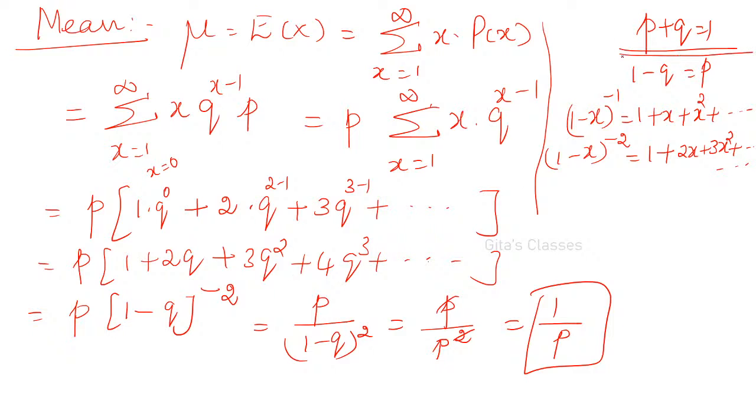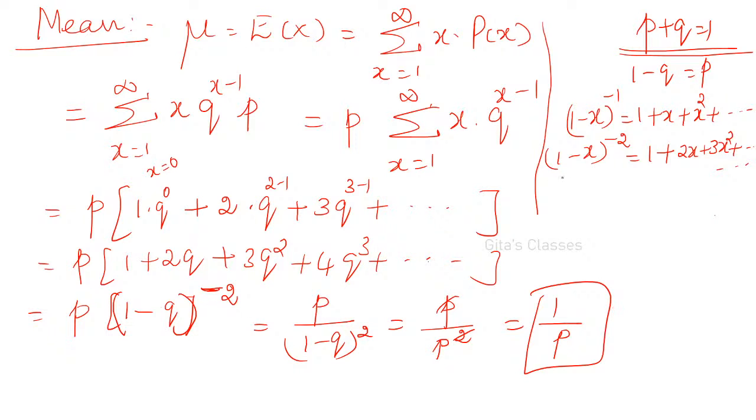See, we know that in all the three distributions I have told you, one thing is common, p plus q is equal to 1. So this is 1 minus q the whole power minus 2. I am bringing it down. A power minus m can be written as 1 by a power m. That is why 1 minus q the whole power minus 2 becomes 1 minus q the whole square. And we know that 1 minus q is nothing but p. So p by p squared is 1 by p. Understood?